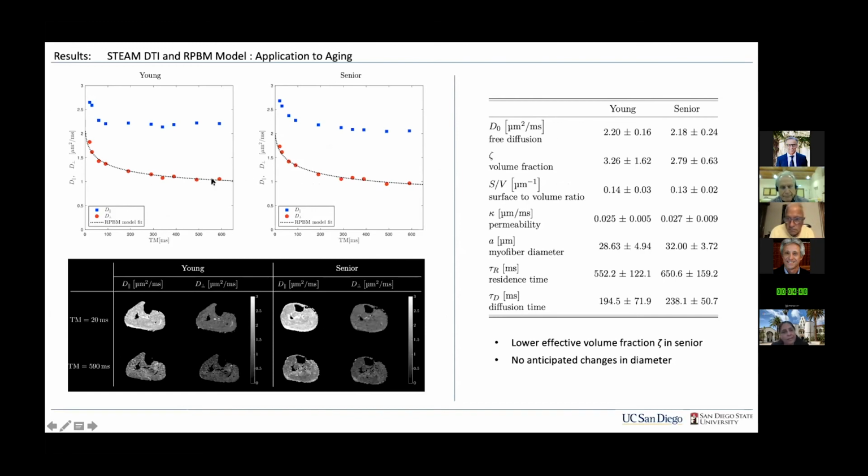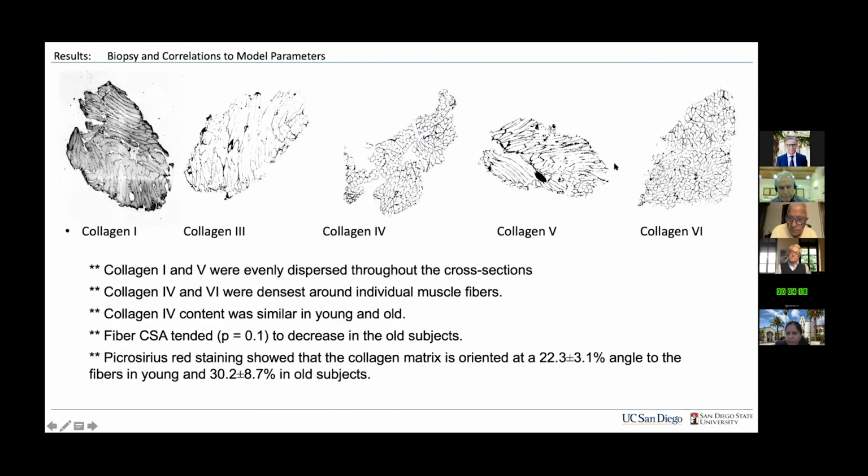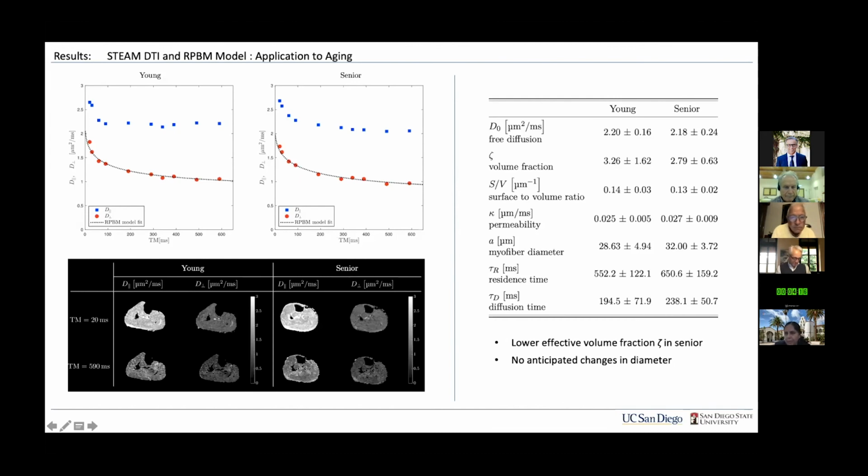You can see the fit is actually good. The red points are the experimental data and the dotted line is the fit. So you can see a very good fit to the model. But we did not see the anticipated results in myofiber diameter. We would have thought it would decrease, or marginally increase, not significantly though. The only thing that really decreased was the volume fraction. So that has some implications.